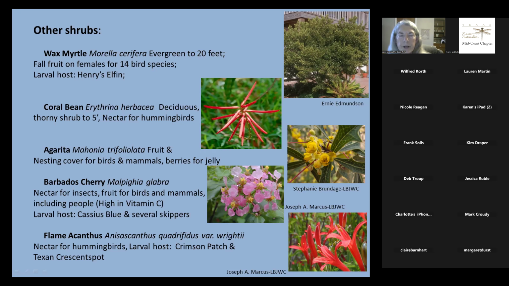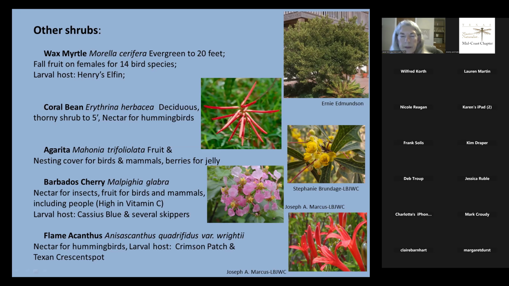The Barbados cherry also has fruit, gets these pink flowers, and then later it gets these red berries that are like little cherries, and they are edible by people, and they're high in vitamin C. Now, you probably aren't going to want to go and serve them for dinner, but if we have an event where we can't get any food, they are very nutritious for you. And they are the larval host for a couple of different skippers and the Cassius blue butterfly.